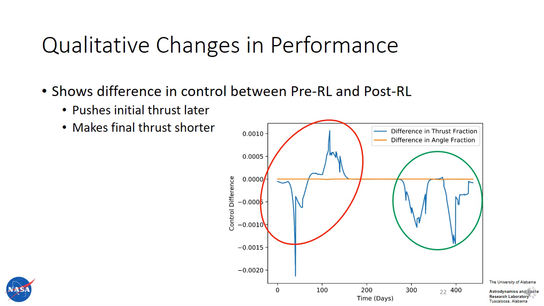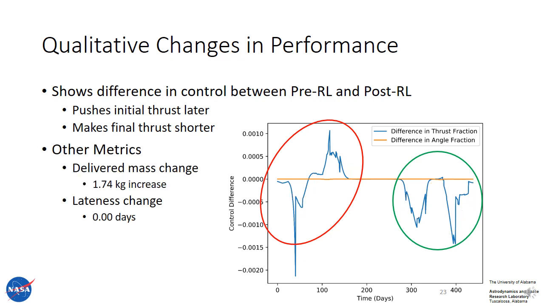And by doing this, we can see that the angle fraction has no real difference between the two. But in the thrust fraction, we could see the down and then up structure in the difference. And what that indicates is it's pushing the initial bang-on phase later in the trajectory. While in the second bang-on phase, you can see that goes down and then down again, which indicates that it's shrinking the duration of the second bang-on phase.